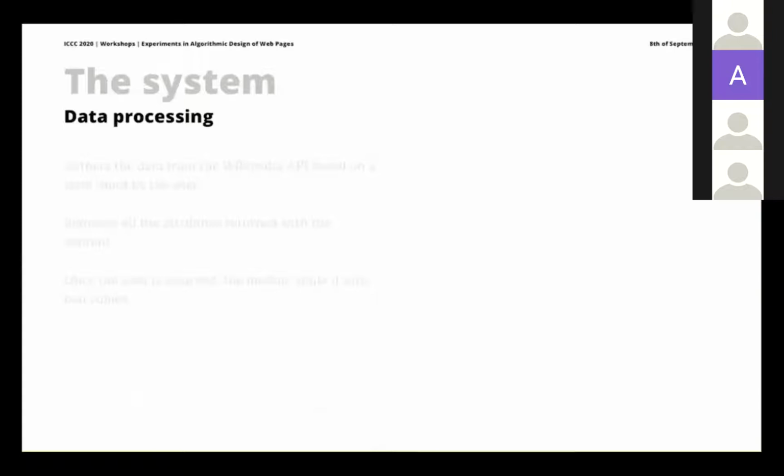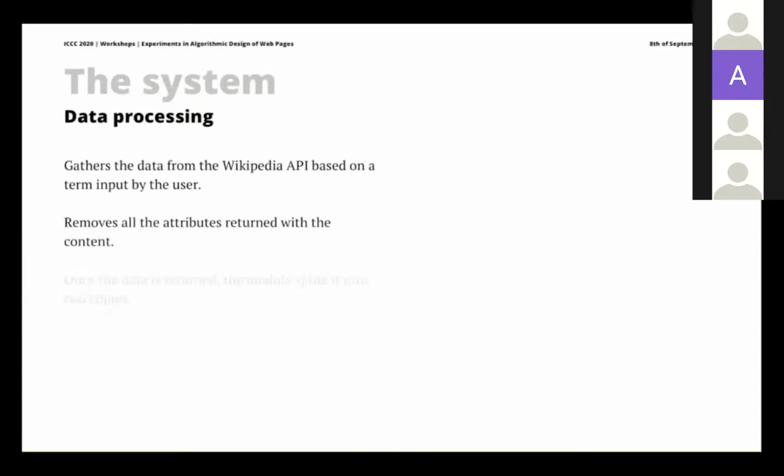Now, delving a bit into how these modules work. Starting with the data processing module, this module gathers the data from the Wikipedia API based on a term inputted by the user. Then, it removes all attributes returned with the content. These attributes can be things like inline styles, classes, and other DOM manipulation attributes. Then, once the data is returned, the module splits it into 2 copies. One copy goes straight to the front end, the other one goes to the server waiting to be analyzed.